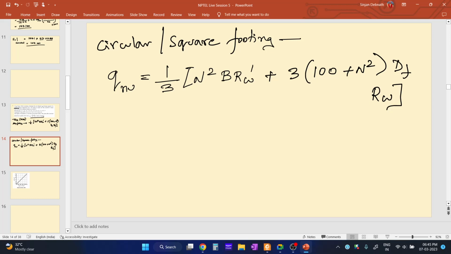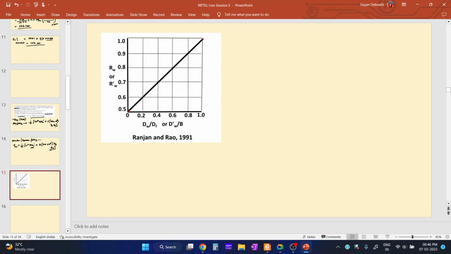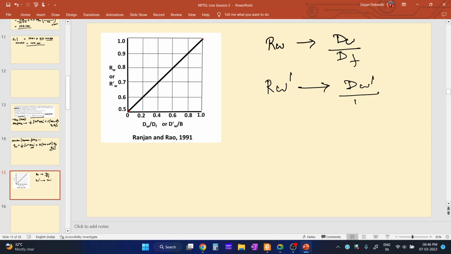So how to find out these factors? What are the water table correction factors? It is already given over here, but how do you find out this? Okay, how to find out? So there is a graph. You can find it in any book. So in order to find out Rw, we must use the dw by Df ratio, and for Rw dash we must use the dw dash by B ratio.